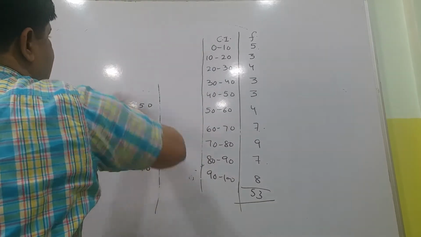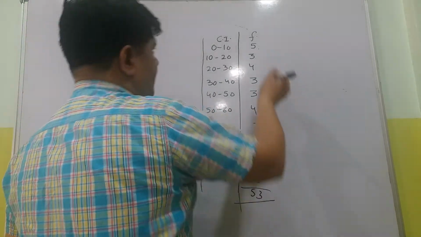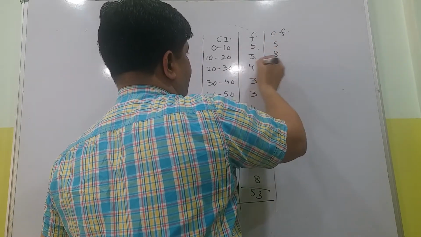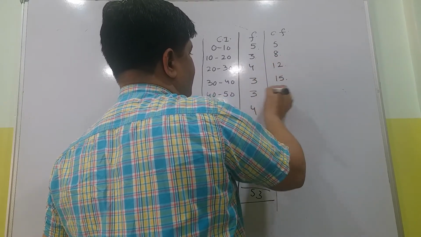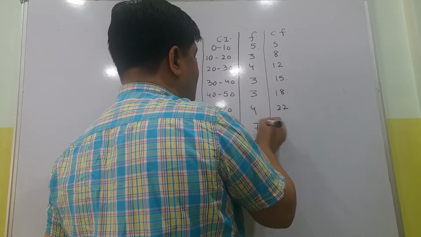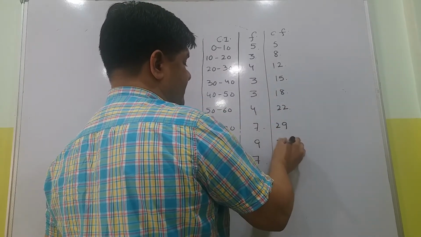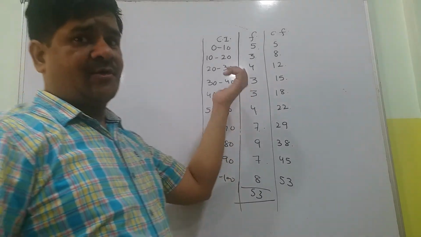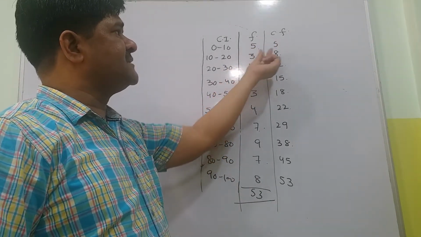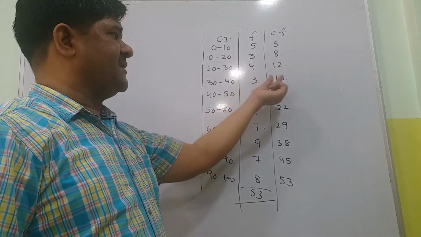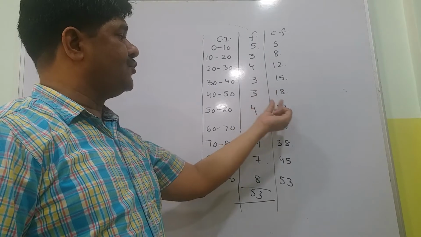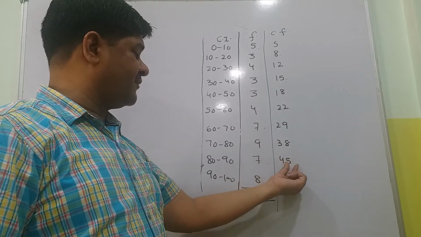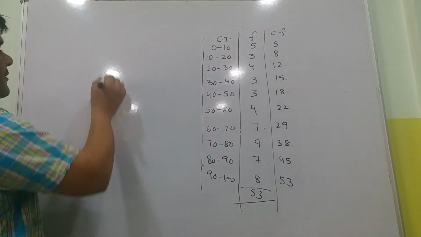You have to calculate the median in this data. So first you calculate cumulative frequency. 5 is 5. 5 plus 3, 8. 8 plus 4, 12. 12 plus 3, 15. 15 plus 3, 18. 18 plus 4, 22. 22 plus 7, 29. 29 plus 9, 38. 38 plus 7, 45. 45 plus 8, 53. Now you have to calculate the median from this.